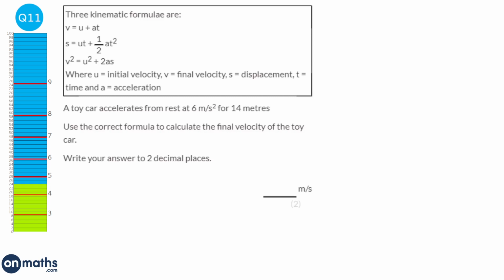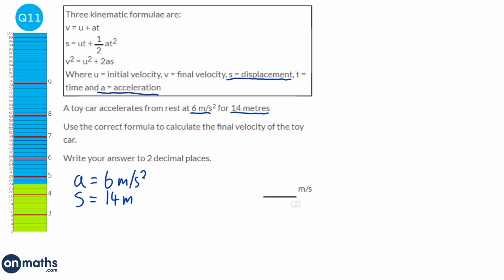So the first thing to do with these questions is figure out what information we have. So the question says that we are accelerating a toy car at 6 meters per second squared. So the acceleration is going to be 6 meters per second squared. And it says it's going to be for 14 meters. Now, that sounds like a distance, but in the context of these questions, because we're talking in vector terms, it's called displacement, and weirdly we use the letter S to show displacement. So the displacement is going to be 14 meters.